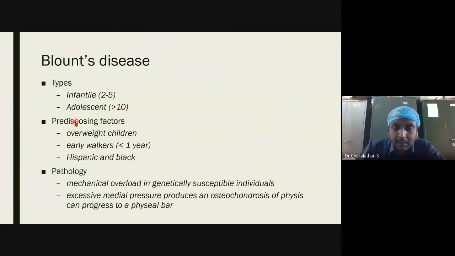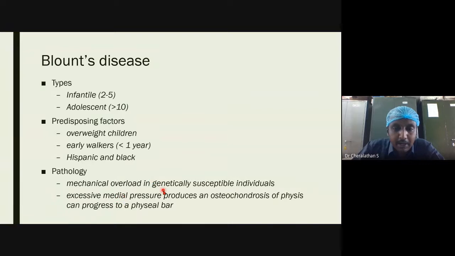There are some predisposing factors which have been identified. One is overweight or obese children, or early walkers. If the child walks even starting from 8 months of age, the physiological load actually causes physeal growth disturbances. And with regards to ethnicity, Hispanics or the Spanish people and the black people are usually more prone to have this problem. And the pathology here is the mechanical overload in a genetically susceptible individual.